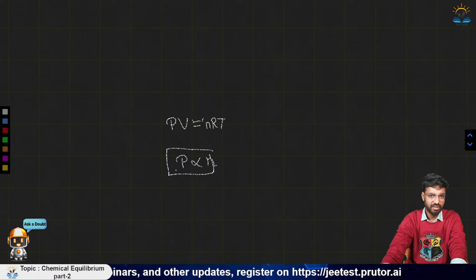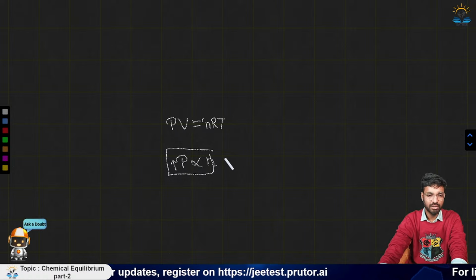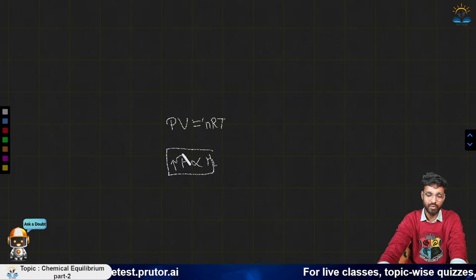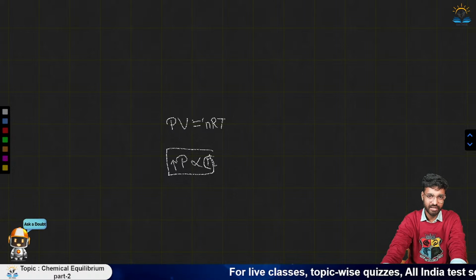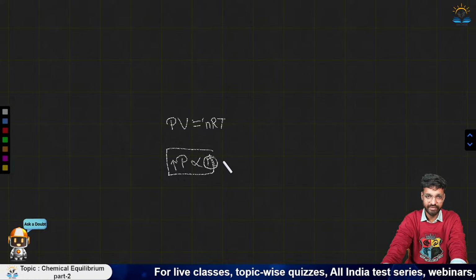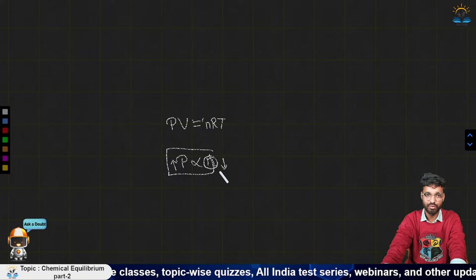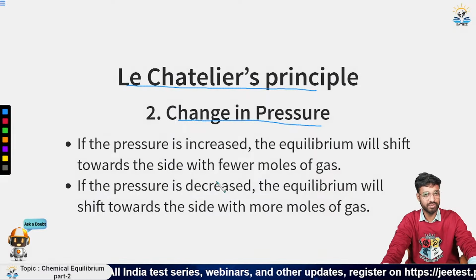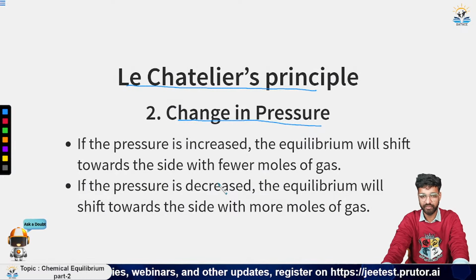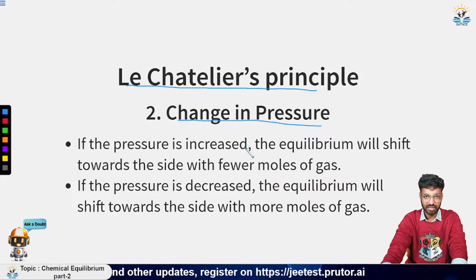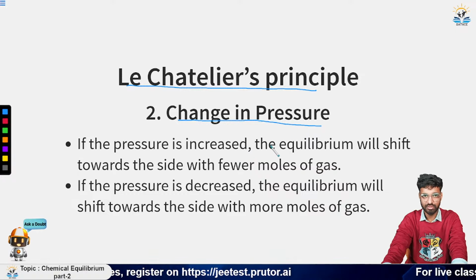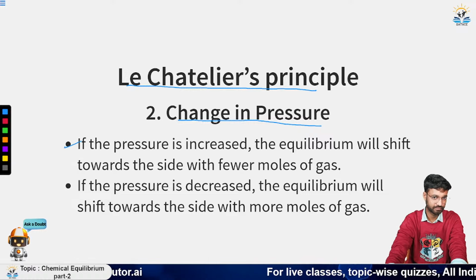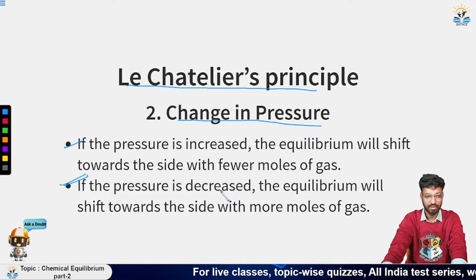Now if you have increased the pressure, according to Le Chatelier's principle, the reaction will proceed in such a way that the pressure should decrease. How can it do so? It significantly reduces the number of moles so that the pressure also gets reduced. Now it will depend on the reaction which side has more moles. If we have increased the pressure and the number of moles on the reactant side is more, the reactant will go to the product side, and vice versa. So these are the two cases.